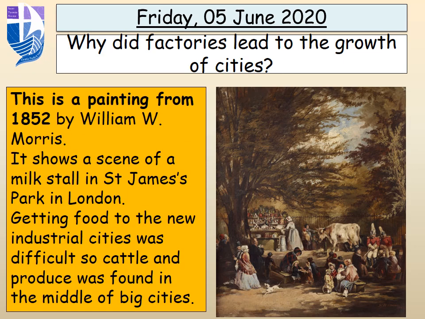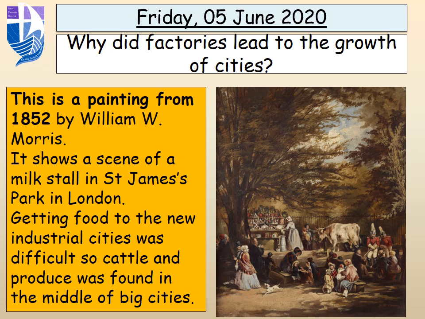So it actually shows a picture from London, and it's a painting from 1852 by William W. Morris. And it actually shows the scene of what's called a milk stall in St James's Park in London. And it reinforces that one of the big challenges that they had during the Industrial Revolution is we started to see a growth of lots of cities during this time. And one of the challenges was to be able to feed everyone in those cities.